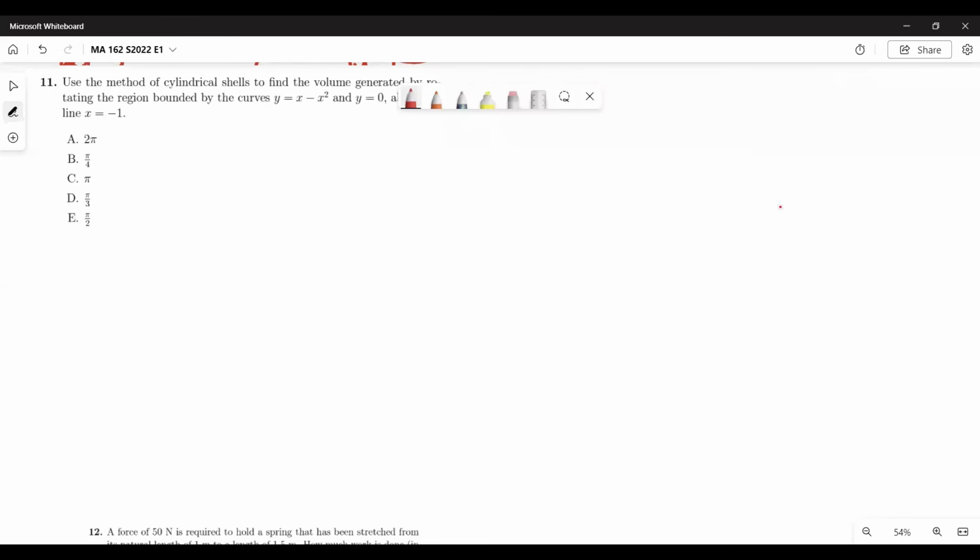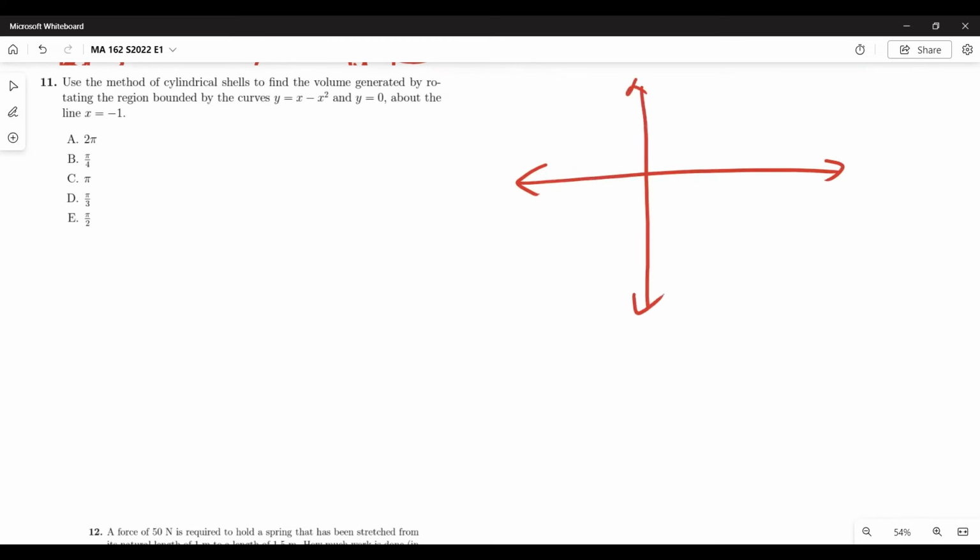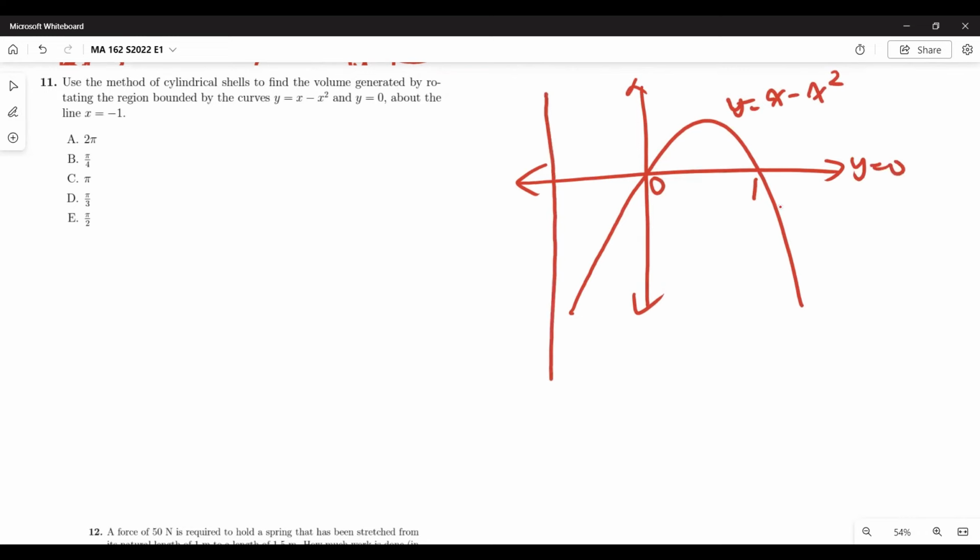Okay, so this question asks, use the method of cylindrical shells to find the volume generated by rotating the curves about the line x equals -1. So let's look at the curves first. y equals x minus x squared is this. It's from 0 to 1. And y equals 0 here. And x equals -1 here. There we go, x equals -1. Something like that. And so the region bounded by is this area.